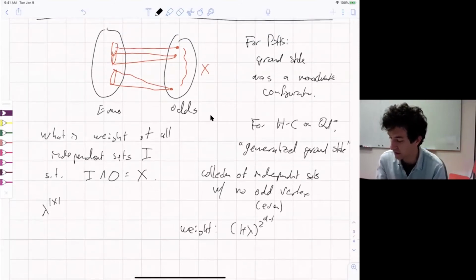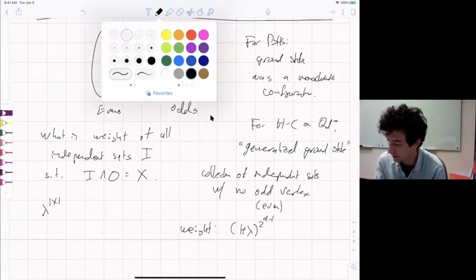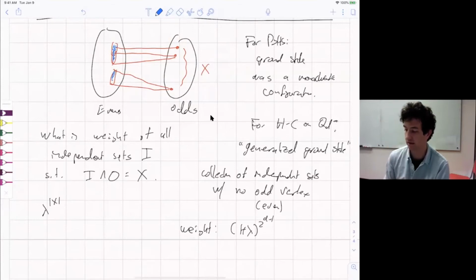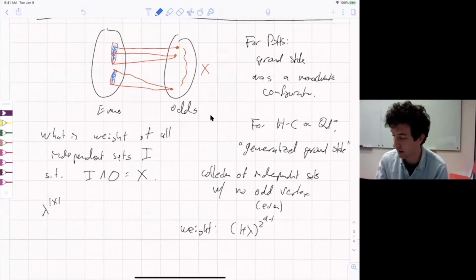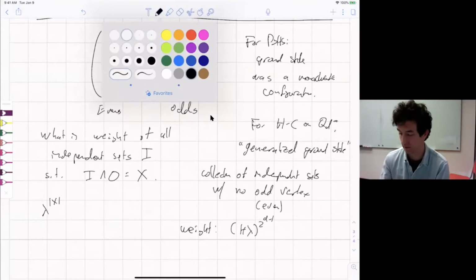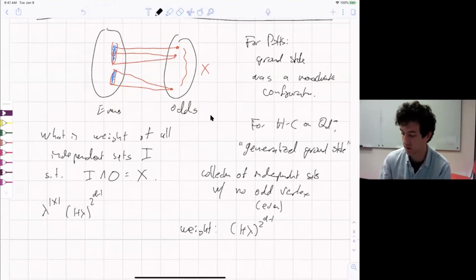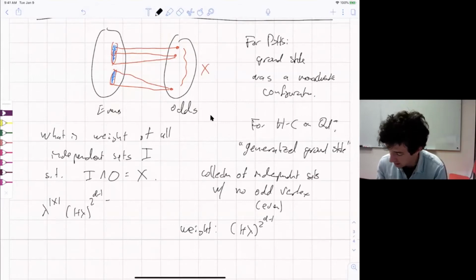What about the evens? So certainly all the vertices in the neighborhood of X are blocked, but anything else can be added freely. So we get (1 plus lambda) to the 2 to the d minus 1, that's the total number of vertices on the even side, minus the size of the neighborhood of X.